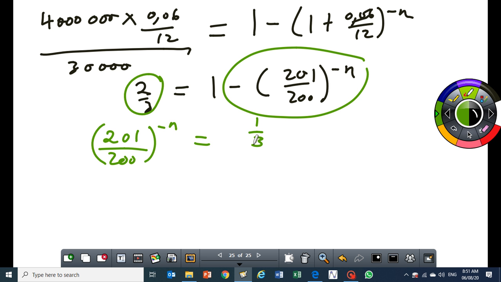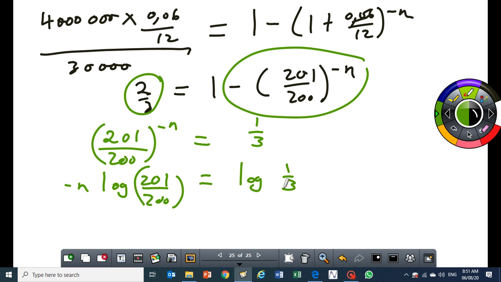Now for this question, I'm going to take logarithms of both sides. If I do that, I'll get minus n log of 201 over 200 is equal to the logarithm of a third. How many of you are aware that the logarithm of a fraction is negative, like any number between 0 and 1? Do you know that?